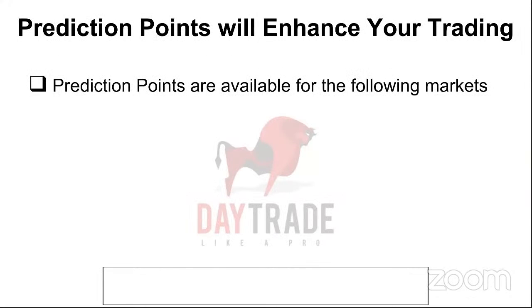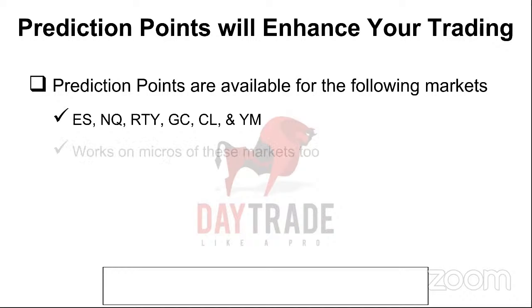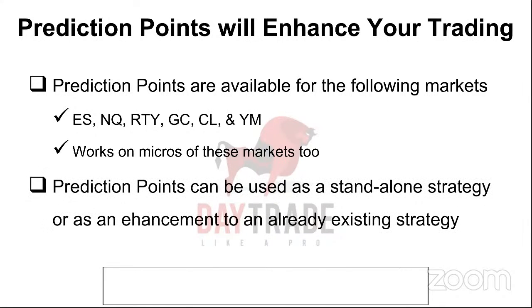Okay. So prediction points are available for the S&P, the NASDAQ, the Russell, gold, crude oil, and the Dow. And they also work on the micros of those same markets because it's practically the same pricing. And then prediction points could be used as a standalone strategy, which you can probably see as I went through some examples, or you could use it to enhance an already existing strategy.